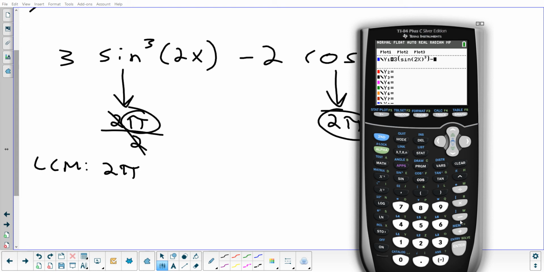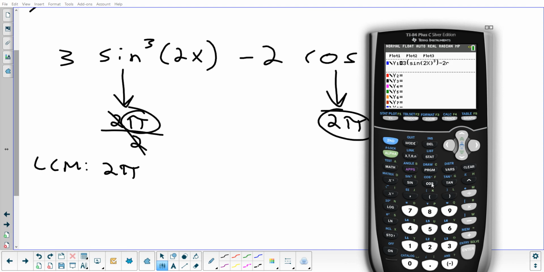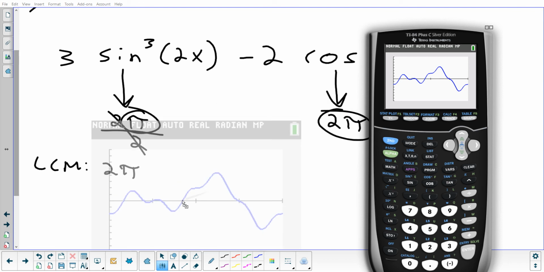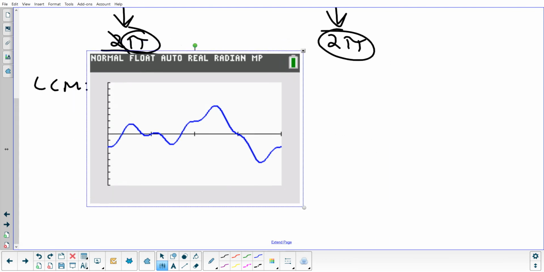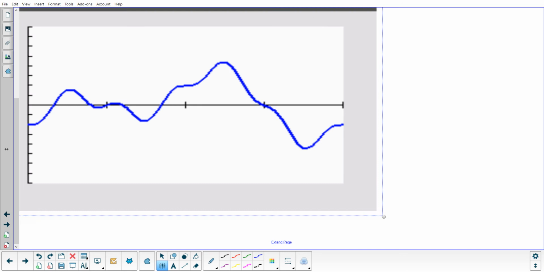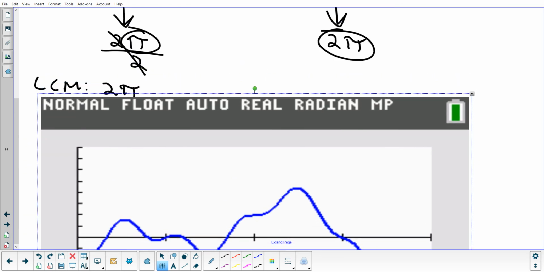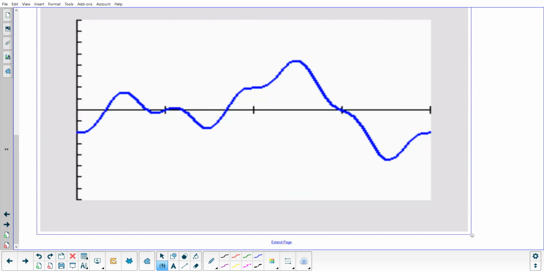All right, and then put in minus 2 cosine x. And hit graph. Okay. So, how many solutions does it look like we get in this one? Chris? 6. Yeah, there are 6. 1, 2, 3, 4, 5, 6.